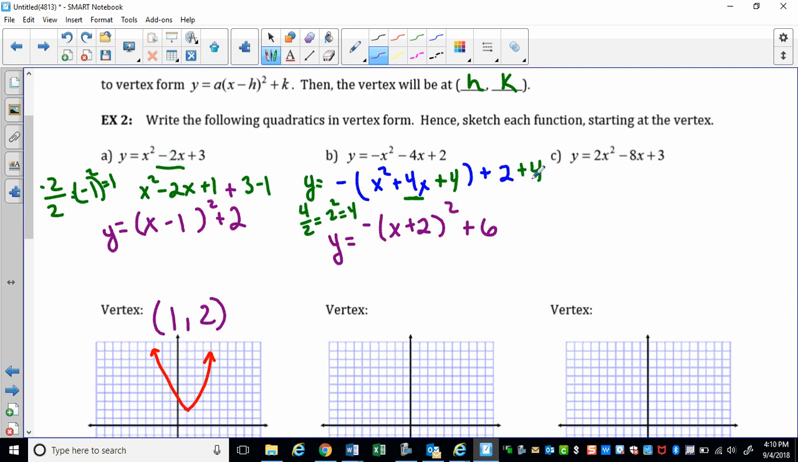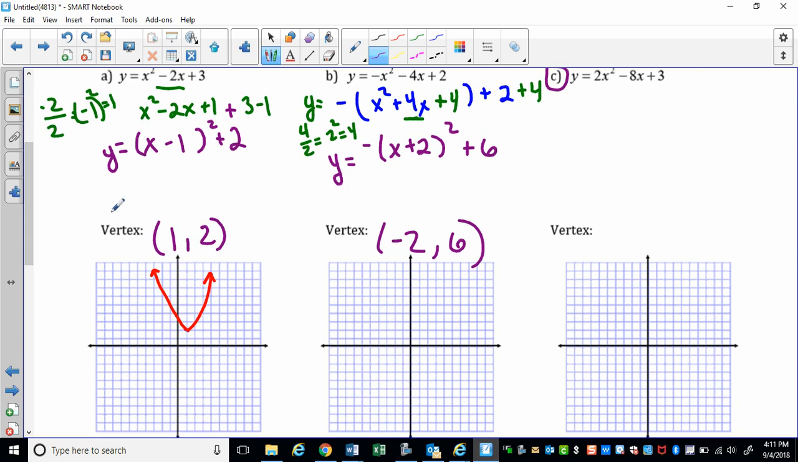Alrighty. I want you guys to try C. I'm just going to finish B for you, but I want you guys to try C. Factor out a 2. All right, so my vertex, remember we are changing the sign. So this is actually at -2 and then keeping the sign, 6. And this little negative on the outside means that my parabola is facing downward. So -2, 6 is my 1, 2, 3, 4, 5, 6. That's my vertex. And this negative out in front means that it's going down.